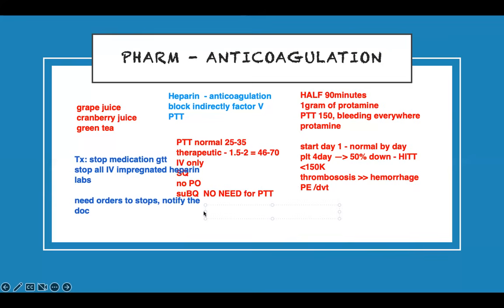Patients still need anticoagulation. You got to stop Lovenox. This is what we call a low molecular weight heparin. It's the same thing as Enoxaparin. It's also heparin, so don't be tricked by it.